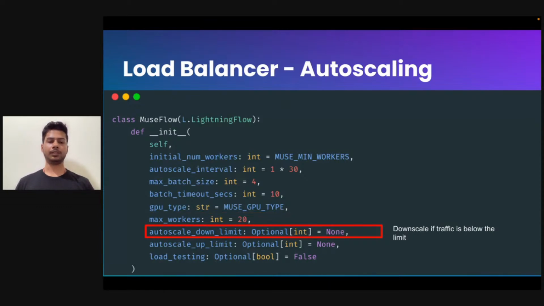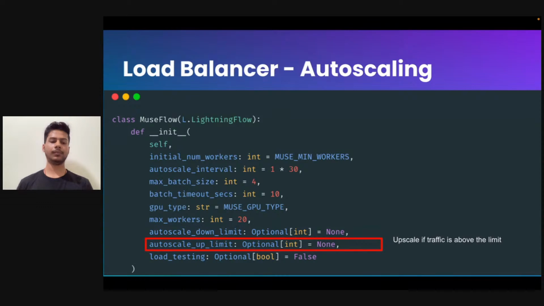And auto scale down limit. So this is the threshold which decides when to downscale. So if the number of requests is below the auto scale down limit, the load balancer will automatically decrease the number of model servers. And auto scale up limit. If the number of requests is more than this particular threshold, your load balancer will automatically spawn more machines, more model servers, to handle your traffic. All these things are taken care of automatically for you.